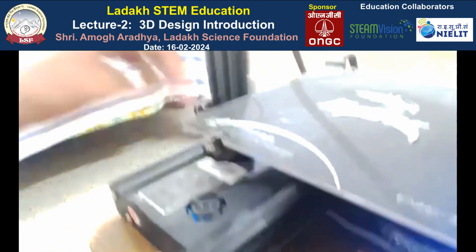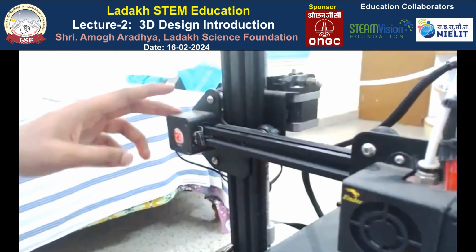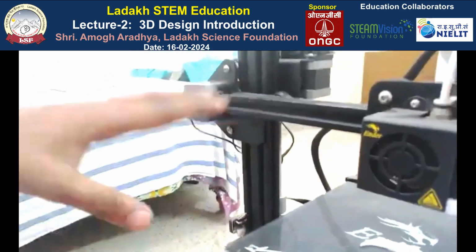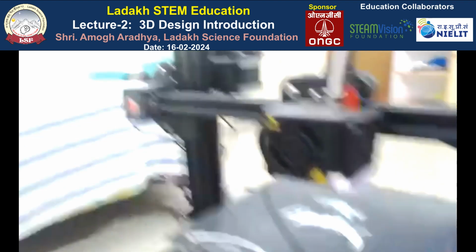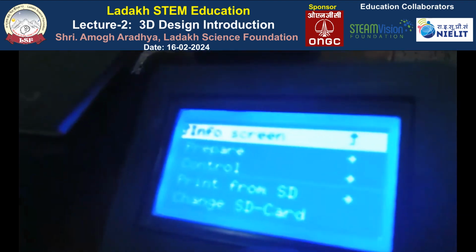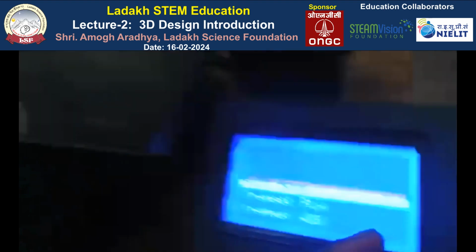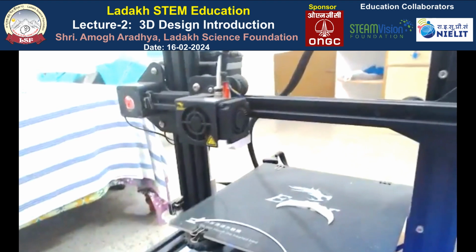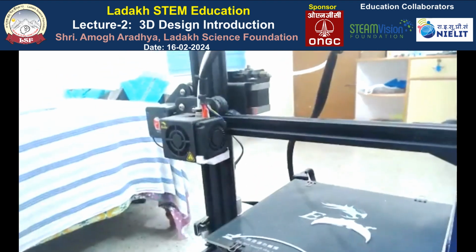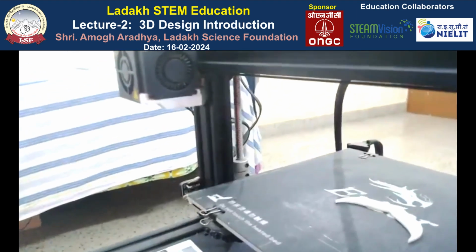And regarding the movement of the 3D printer, the 3D printer has three motors for X, Y, and Z axis, and I'll show you how that works. Yeah, now you can see the X axis moving. The motors are moving.